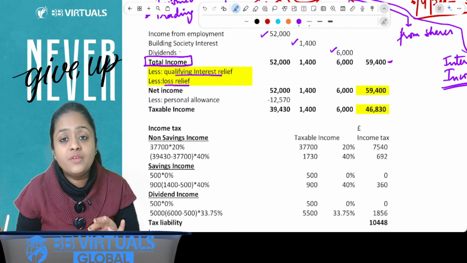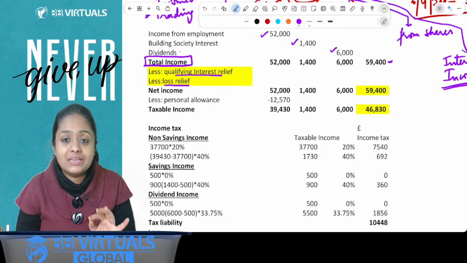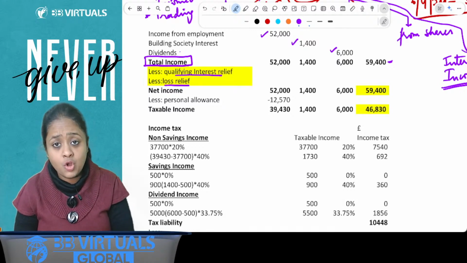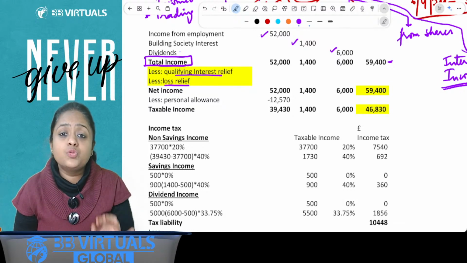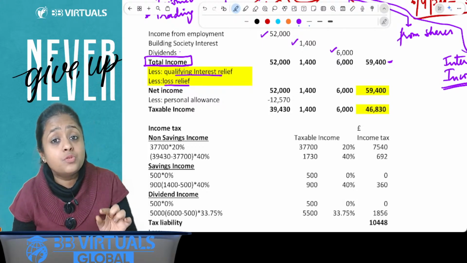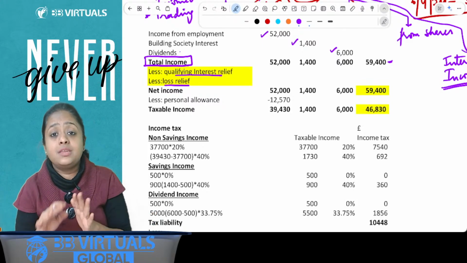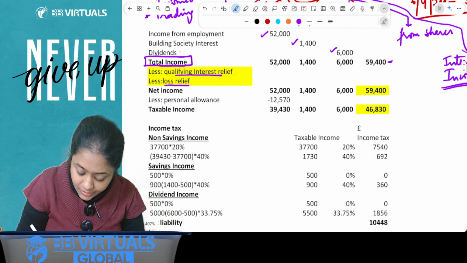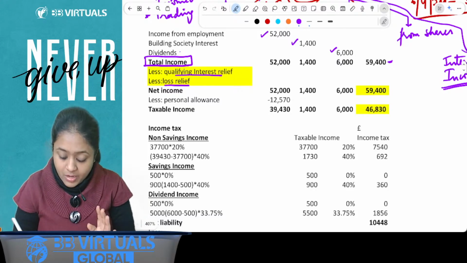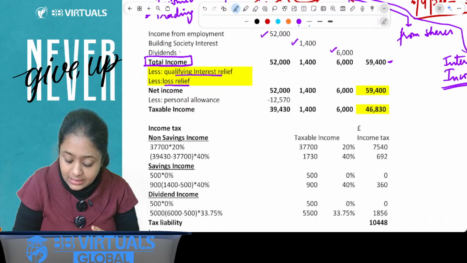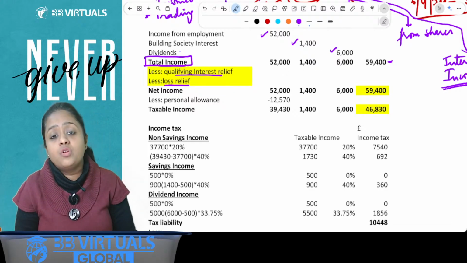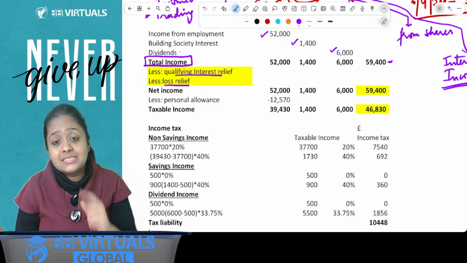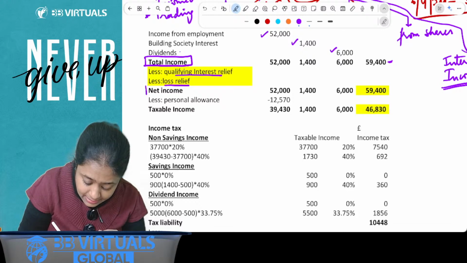Now, qualifying interest relief. We are going to cover it in detail once we cover certain portions. Once you reduce these two reliefs, the next question: ma'am, only these two reliefs or will anything be added? No, it's an exhaustive list, so only these two reliefs you will be reducing: qualifying interest relief and loss relief. Let's say in my example I have not taken any qualifying interest relief and no loss relief is going to be there. Once you adjust the reliefs, the next subtotal that you get is net income.